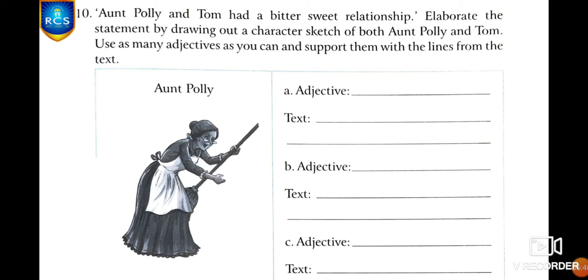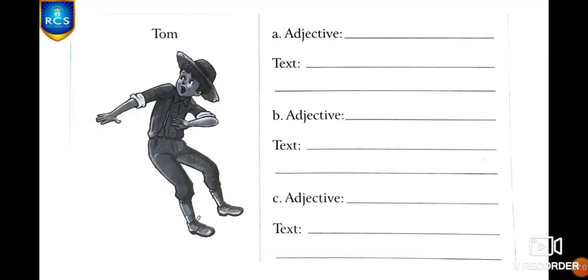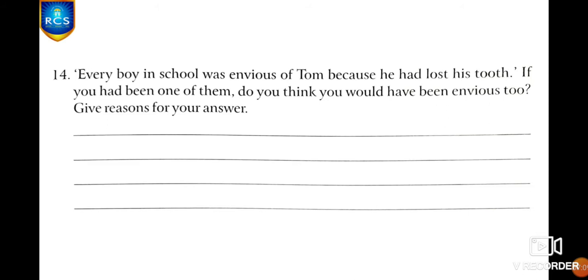Children, you have to describe Aunt Polly using different adjectives, and you have to use text from the story to make it more clear. For example, if you are writing kind, and from which text you understood that she was kind, that you have to mention. And like that you have to do for Aunt Polly and Tom.